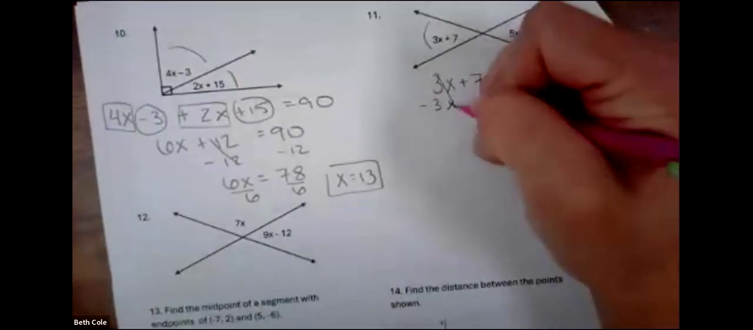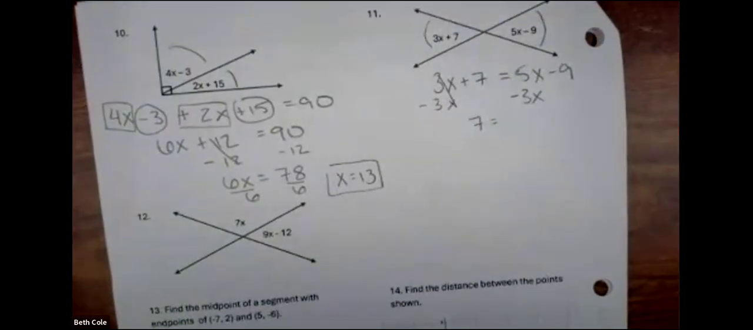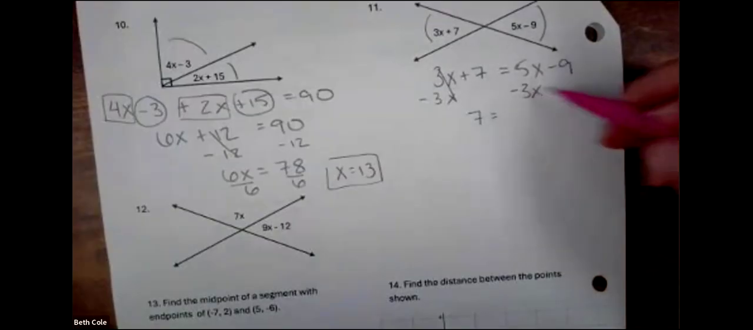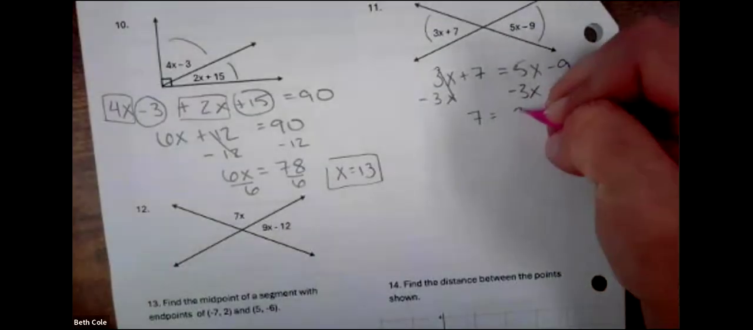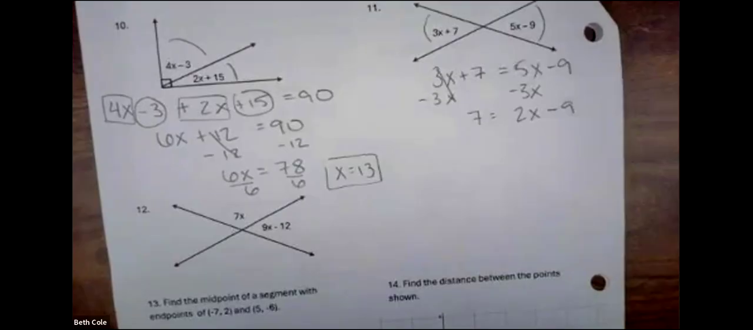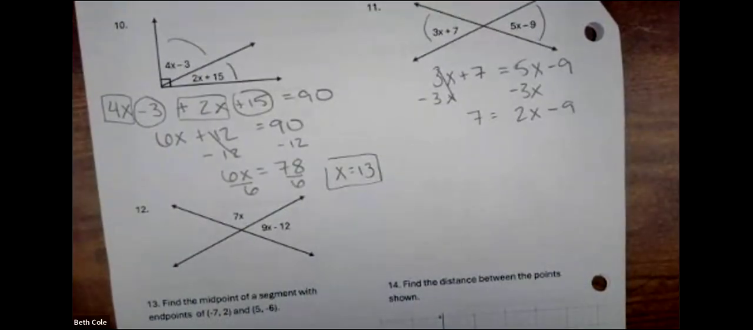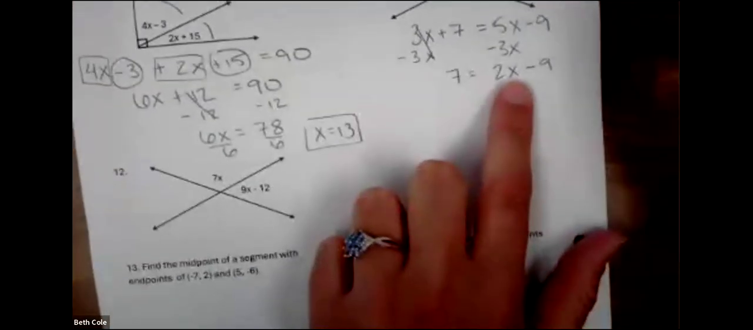So that's going to give us 7 equals, what do you think? We have 5x minus 3x. So good, 2x, and then the minus 9 is just there. 2 more steps. What would we do next? Still trying to get x alone.